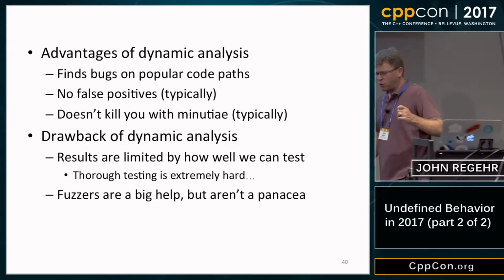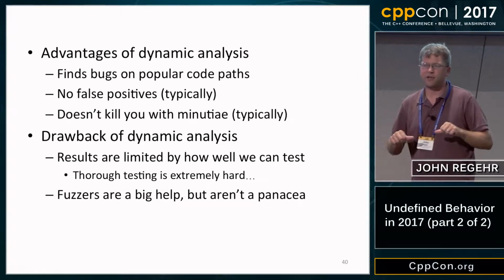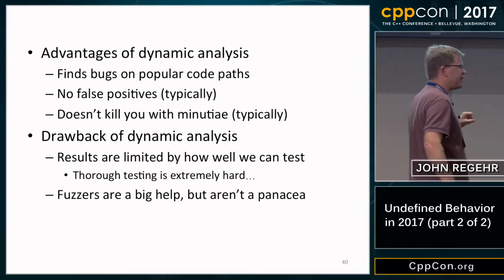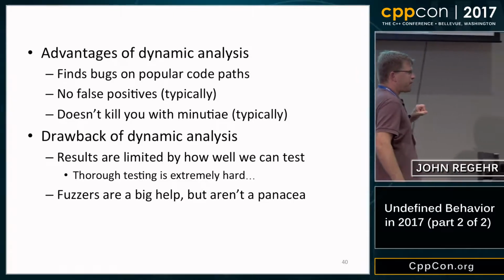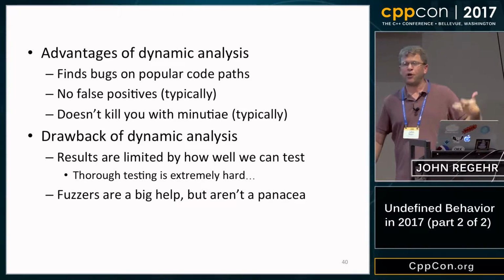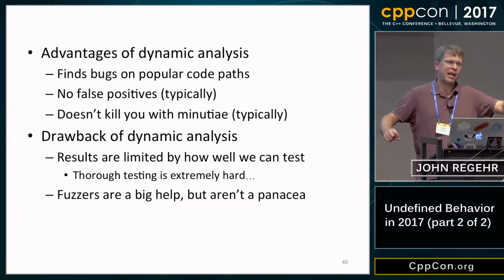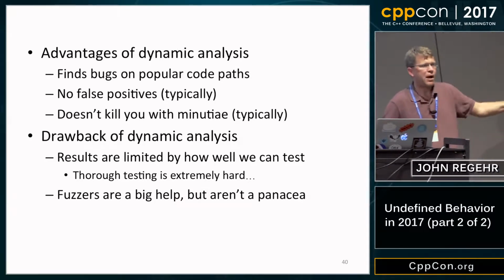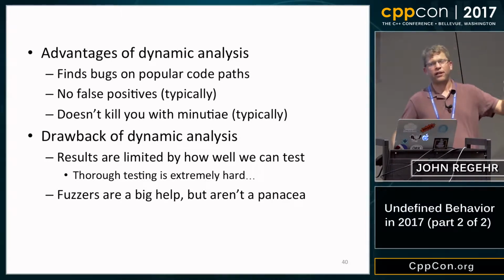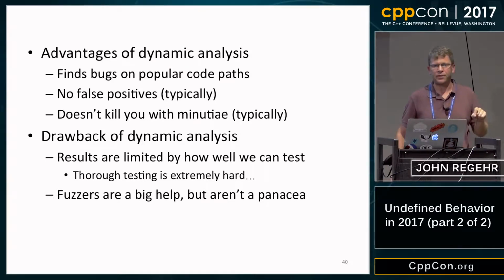So let's talk about some really interesting trade-offs between static analysis and dynamic analysis. One of the awesome things about dynamic analysis is that it finds bugs on popular code paths, right? It finds bugs along the code paths where you have test cases. And of course, this is both good and bad. It's obviously bad because you may have security bugs on unpopular code paths, but it's good because it lets you fix the problems that are at some level the most relevant first. So that's a nice thing.